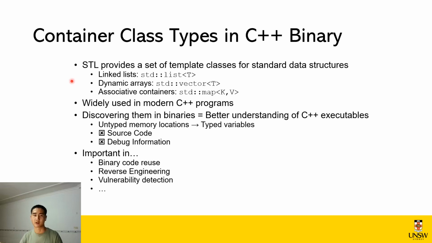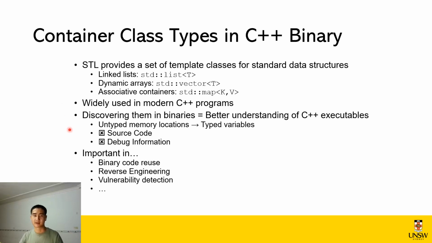For example, if we want to use a linked list, we can use std::list. For dynamic arrays, there is std::vector. And for associative containers, it has std::map. It maps values from key type K to value type V. Those are widely used in modern C++ programs. So if we can discover them in binaries, that means we can understand C++ executables better.